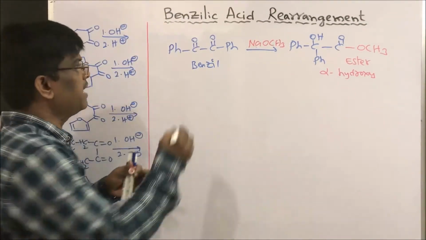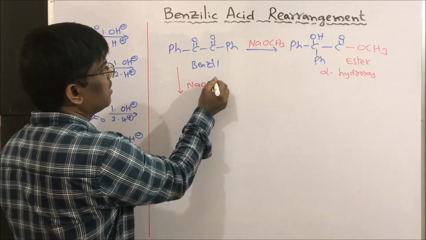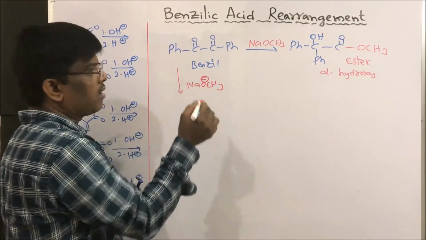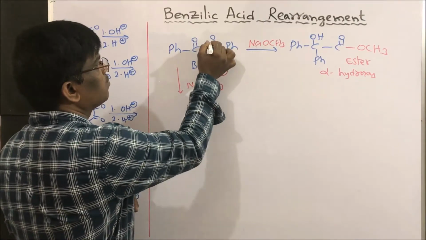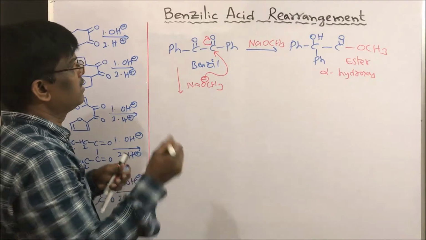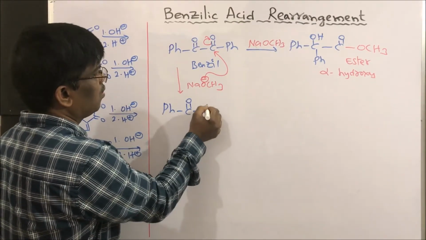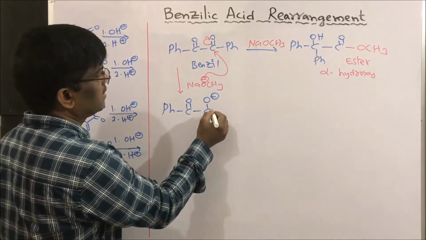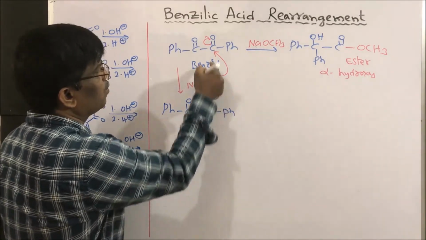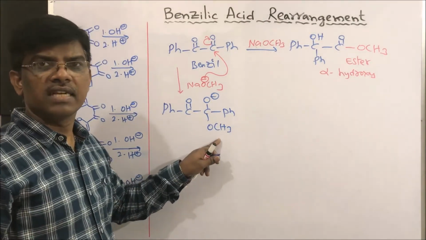So how does it take place? It's very simple. Sodium methoxide. What happens? Same as this, polarize this. So what is it going to give? It is going to give phenyl, O minus, phenyl, and OCH3. This is intact. OCH3 is intact.